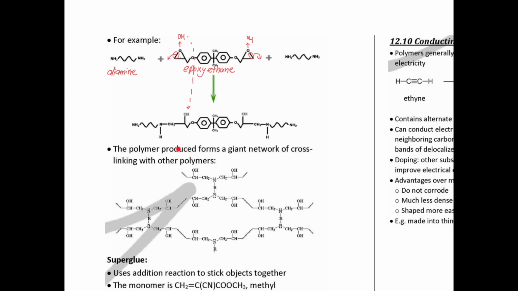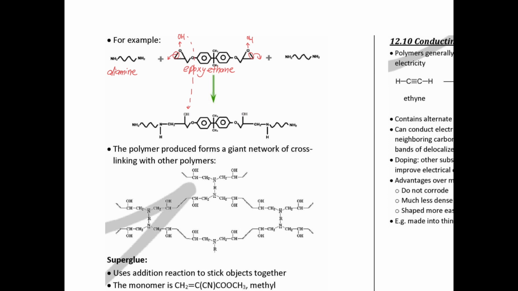The polymer produced forms a giant network of cross-linking with other polymers. So let's see where's the cross-linking. This is the cross-linking, the N with the R with the N. Cross-linking happens here. So of course, if you want it to form cross-linking, we need to use heat. That's why it's called thermoset. So we need heat.